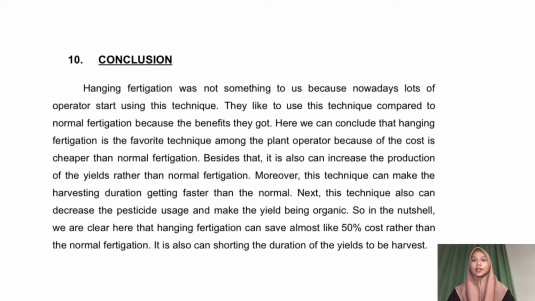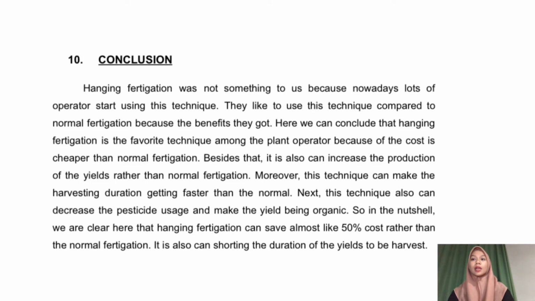The conclusion is that hanging fertigation is not something to ignore, because nowadays lots of operators start using this technique. They like to use this technique compared to normal fertigation because of the benefits they get. Here we can conclude that hanging fertigation is the favorite technique among plant operators because the cost is cheaper than normal fertigation. Besides that, it also can increase the production of the yield.